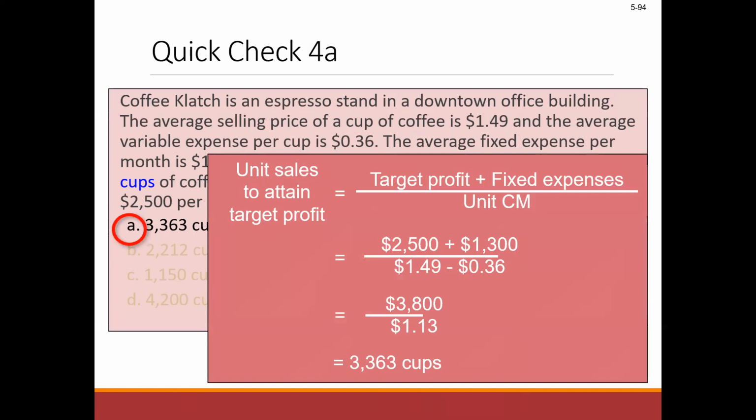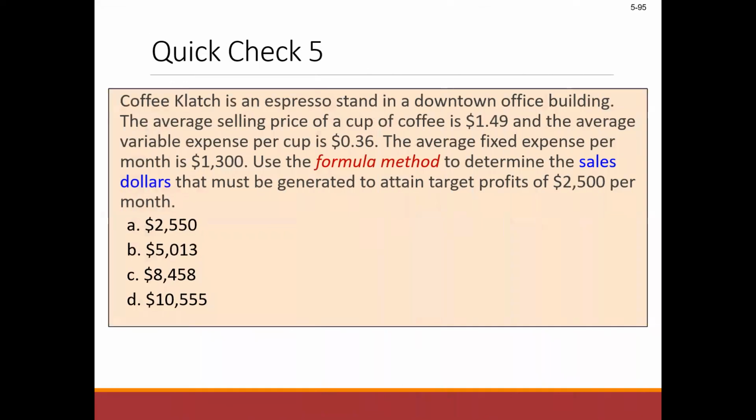Would it be A? Awesome. Target profit plus fixed expenses, divide that by the contribution margin, 3,363 cups.